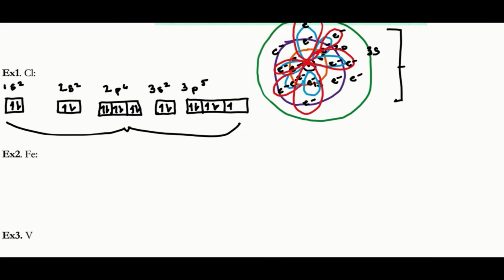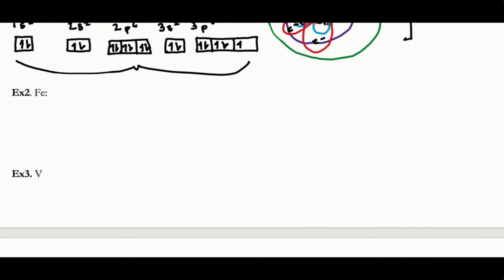Because while this is manageable with chlorine, as soon as I get larger, like when I talk about iron in a second, it's going to get really messy. And you'd have to draw your d orbitals, which gets even crazier. All right, let's look at iron. All right, for iron, the electron configuration is the following.